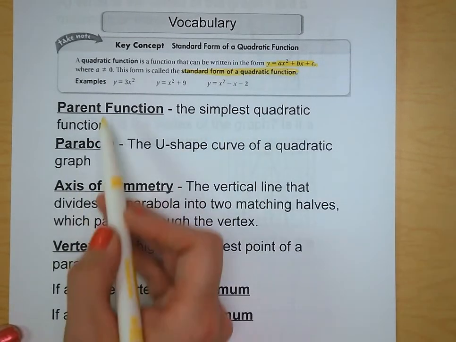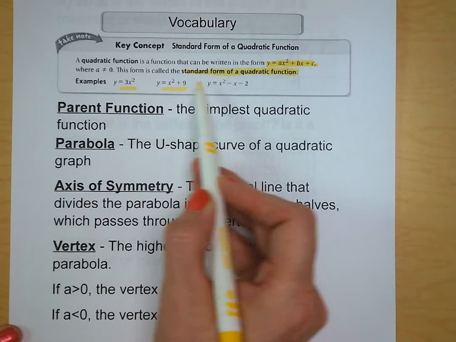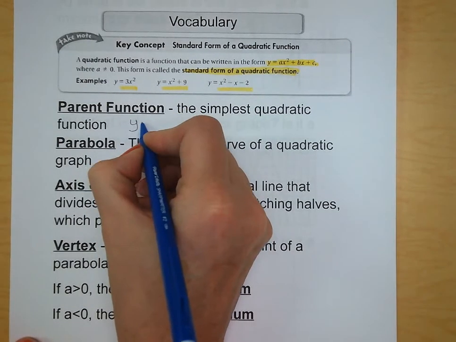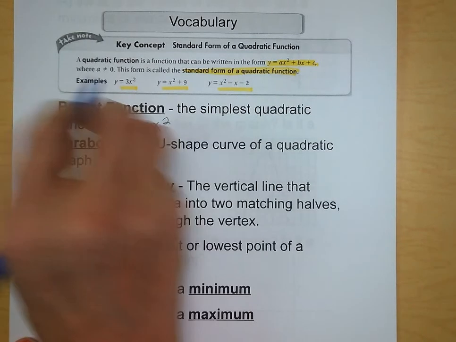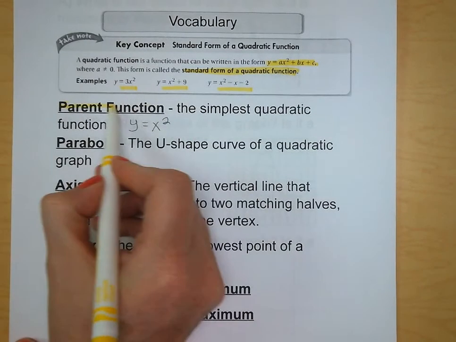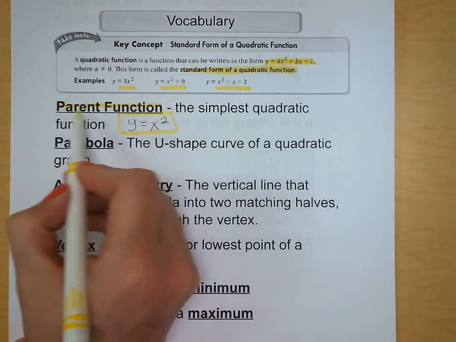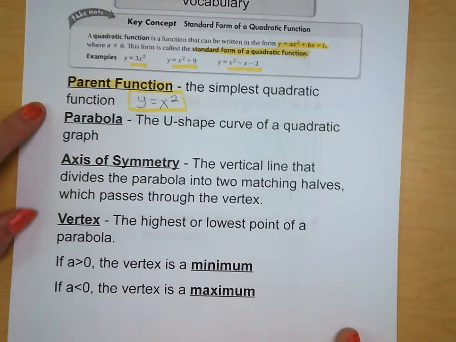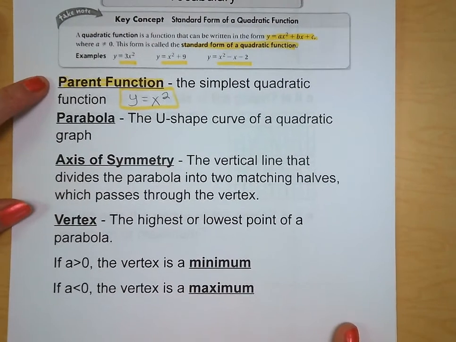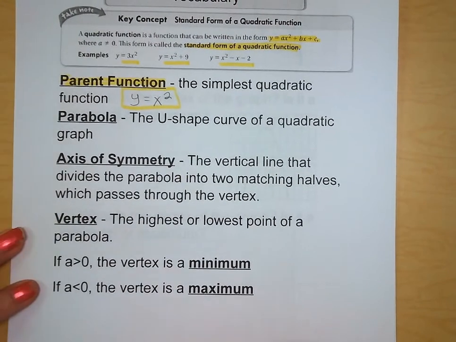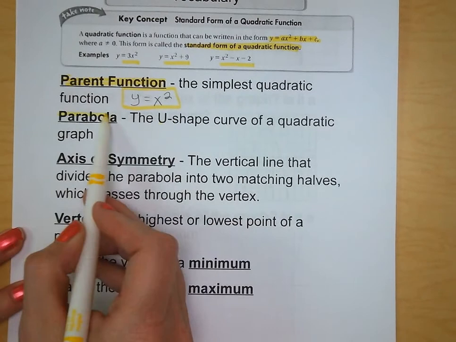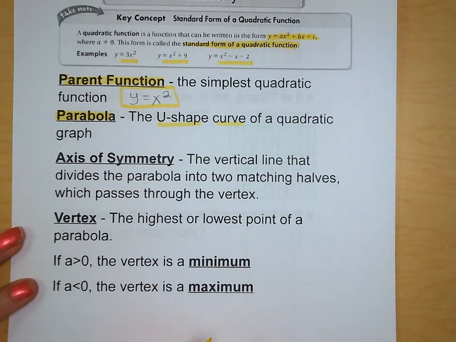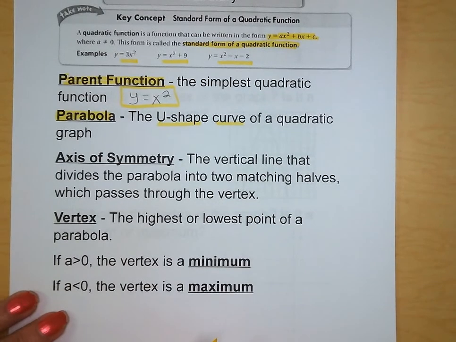So the parent function is the simplest quadratic function there is, which is simply y equals x squared. All other quadratic functions are going to be in a similar shape to this. They might be wider or skinnier, they might be higher or lower on the graph, but they are all going to follow the same shape. And speaking of the shape, we call these a parabola. That is the U-shaped curve of a quadratic graph. We've used that word before, but here is the official definition.